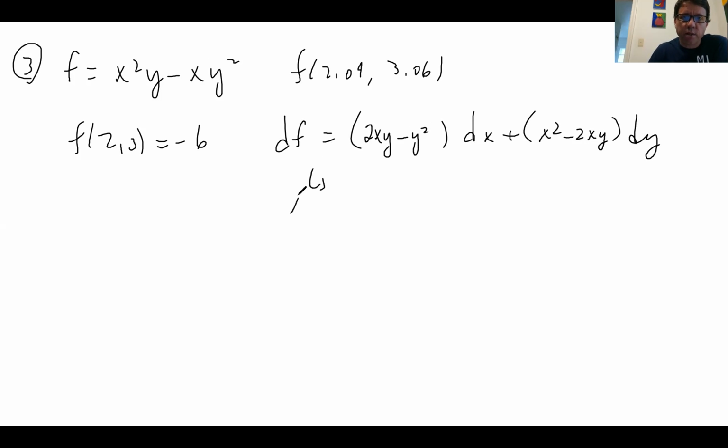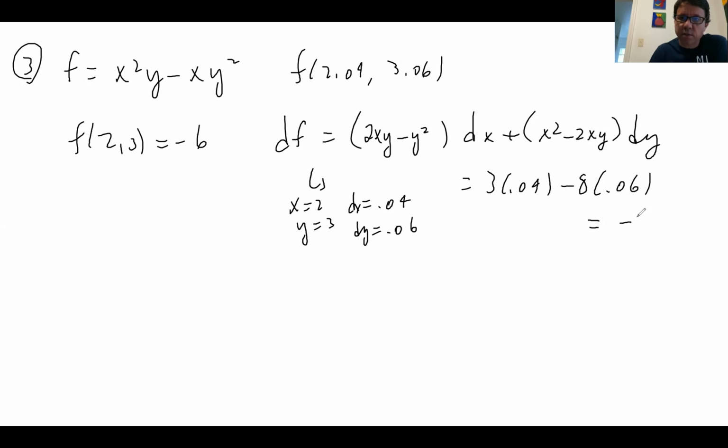And then you just evaluate this at x equals 2, y equals 3, and then the dx is 0.04, and the dy is 0.06. And if you plug all that stuff in, you'll get 3 times 0.04 minus 8 times 0.06, which ends up being minus 0.36. So then you just tack that on to your function, and you'll get that f of 2.04, 3.06 is approximately negative 6.36 without having to do any fancy calculations or your calculator.